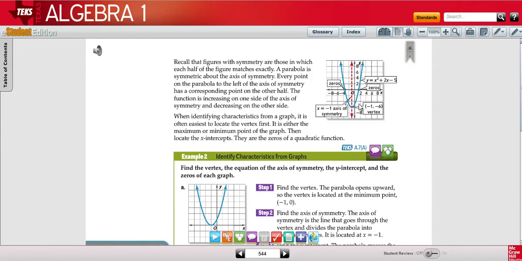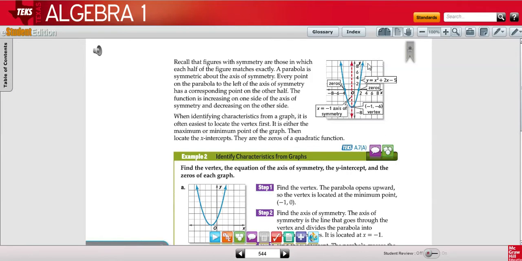The function is increasing on one side of the axis of symmetry and decreasing on the other side. So here, where the line is going down, we're decreasing. And then after that vertex point, our axis of symmetry, our line starts to increase.